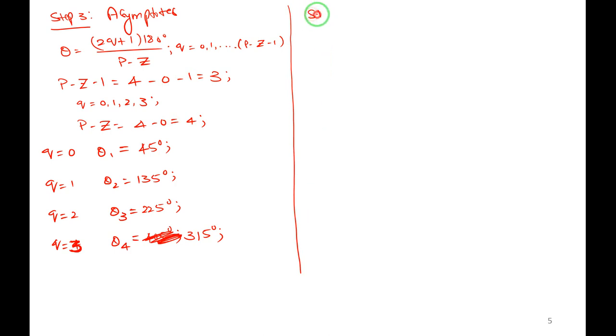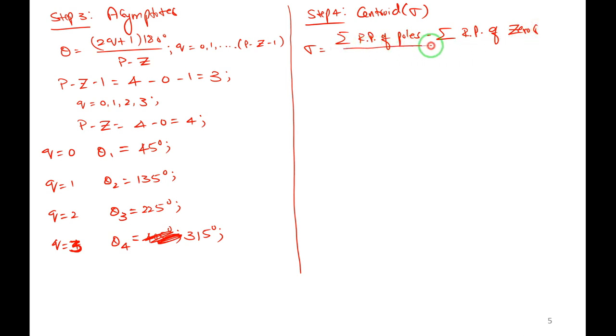Next, step 4, we will calculate the centroid, that is sigma. So the formula is the sum of the real part of poles minus the sum of the real part of zeros, divided by p minus z.